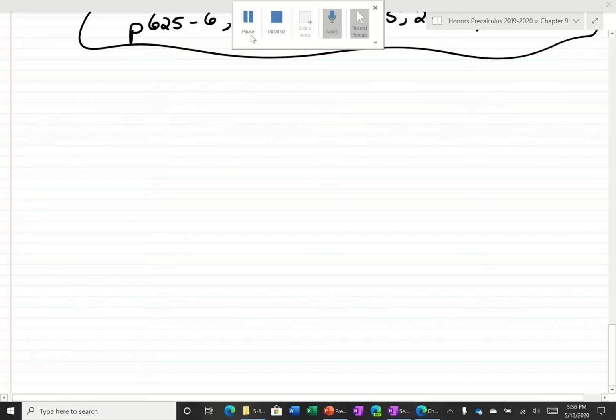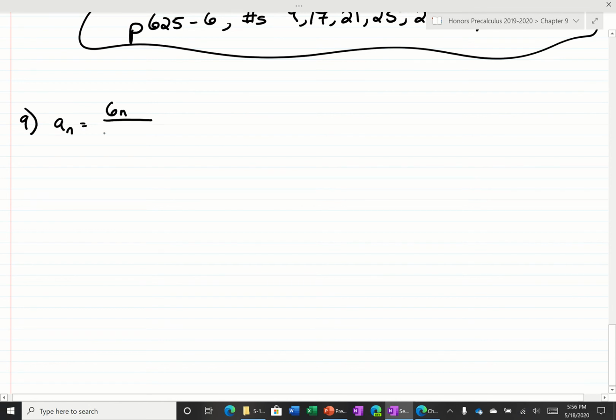Alright, so we'll take a look at your homework from the last section. I asked you to do problem number 9, and it says write the first 5 terms of the sequence, assuming n begins with 1. Use the table feature. Okay, we don't need that. So for problem number 9, we have a sub n is equal to 6n over 3n squared minus 1. And I'm going to have n up here, and it wants the first 5.